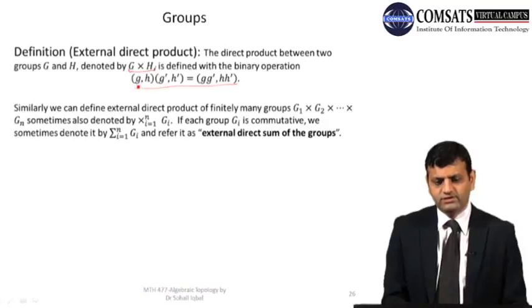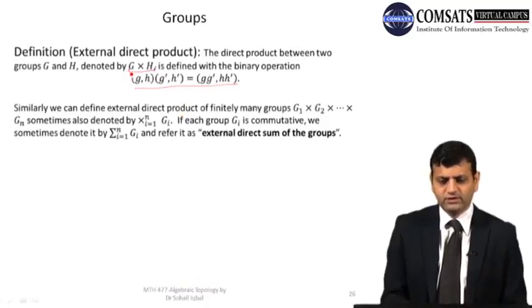Then we can multiply these two elements of G cross H in the following way. So multiply the first coordinates and multiply the second coordinates in the following way. So similarly we can define external direct product of finitely many groups. So if we can do it for two groups, then we can also do it for finitely many groups.